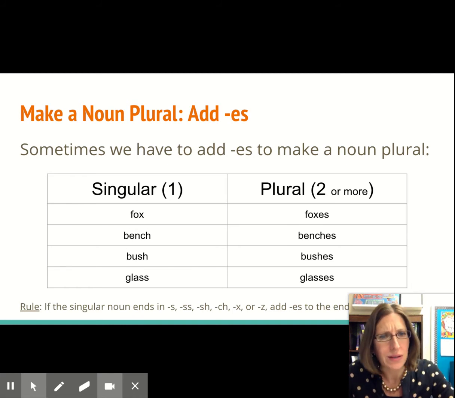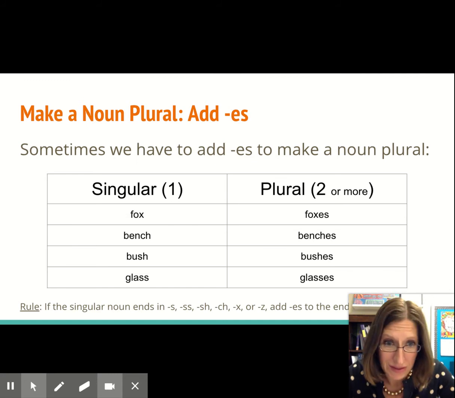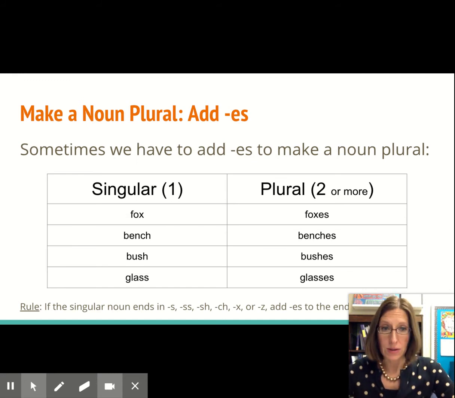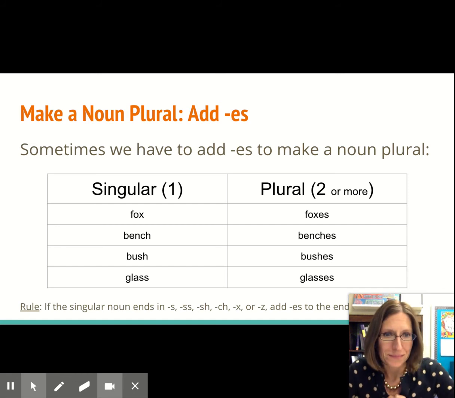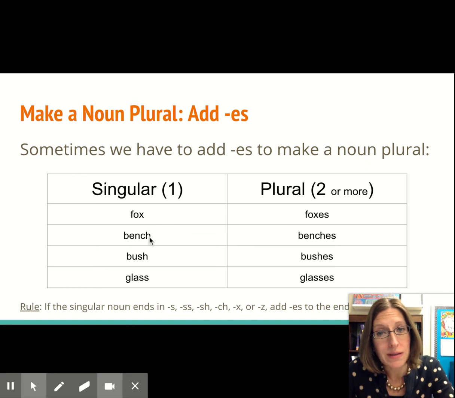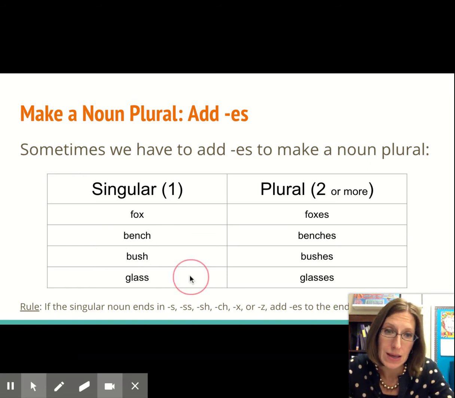And I think the reason, not really sure, but I think the reason is it would be really hard to say fox with just an s. Try it. Fox. What about bench with just an s? Bench. It's kind of hard, isn't it? So with some of these, according to their endings, we have to be careful of the endings. We have to sometimes add es.